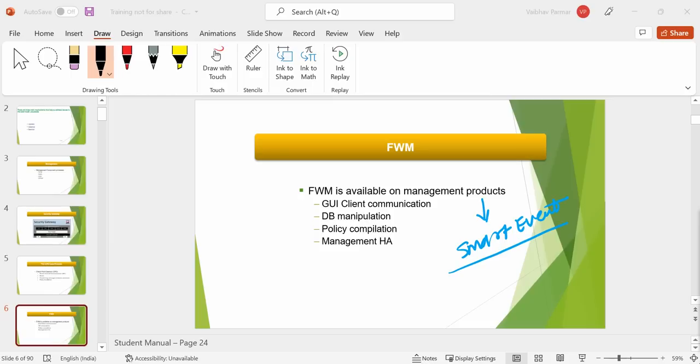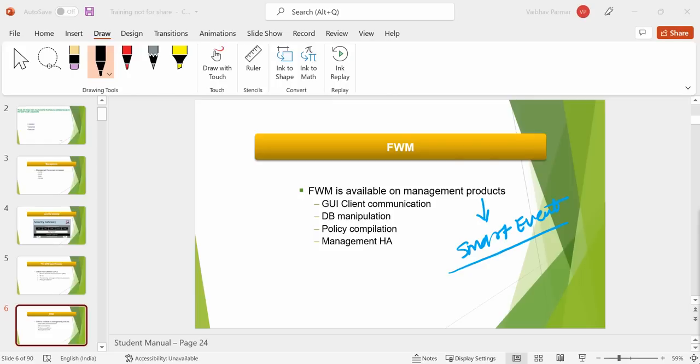The feature of the Checkpoint firewall, where we'll see logs like IPS and application level logs, everything we can see from these IPS events, right? So the products like SmartEvent, which require direct GUI access, will have the availability of this daemon.